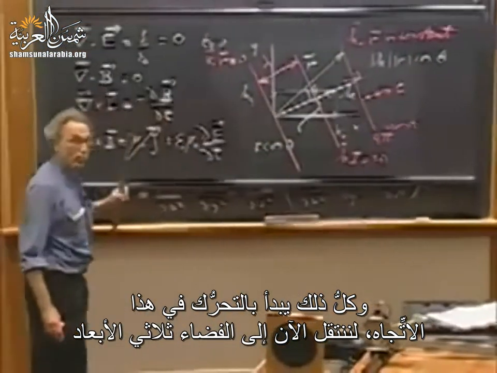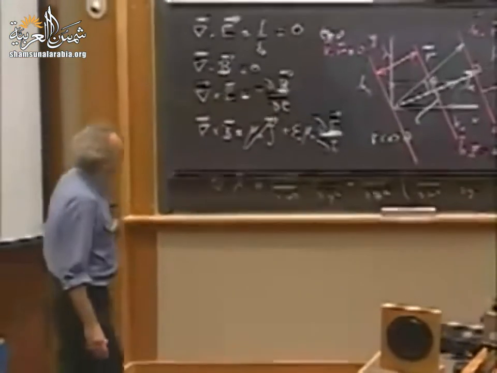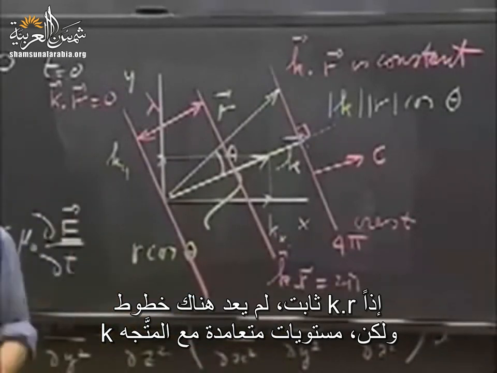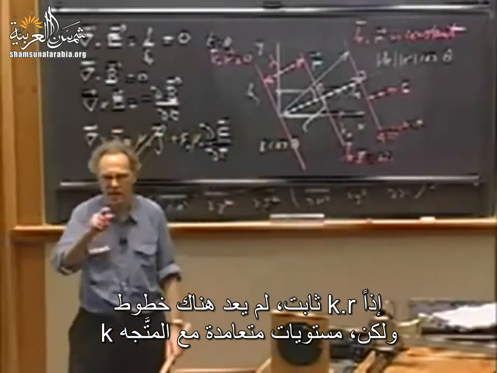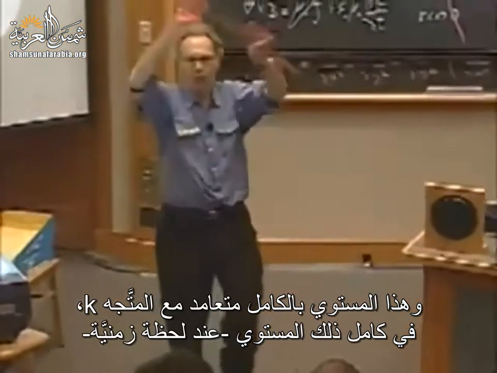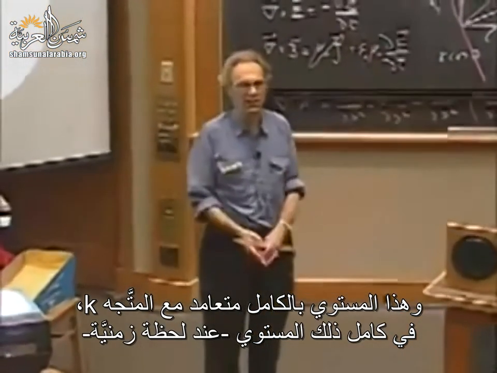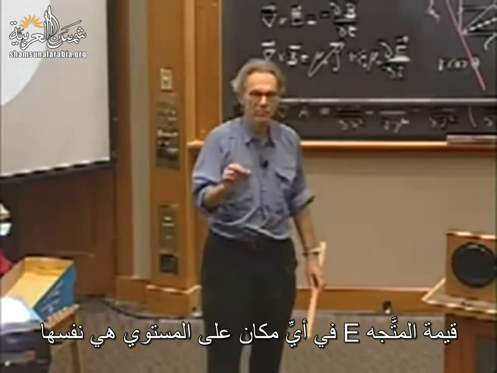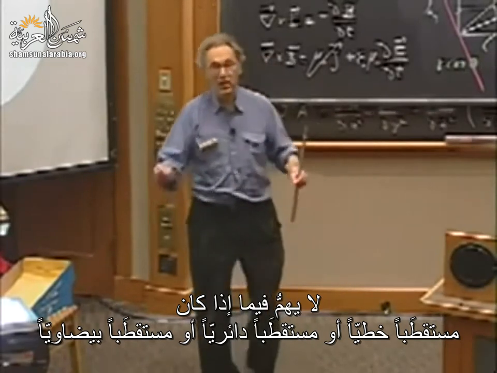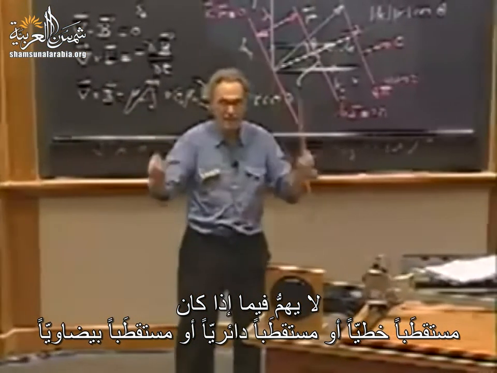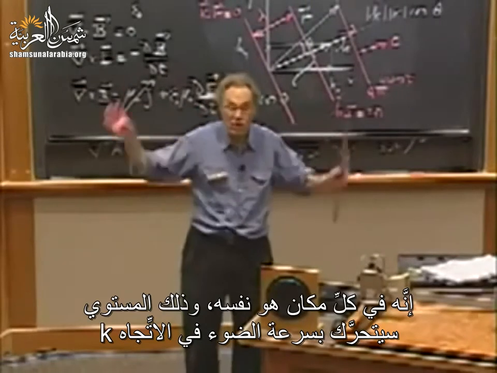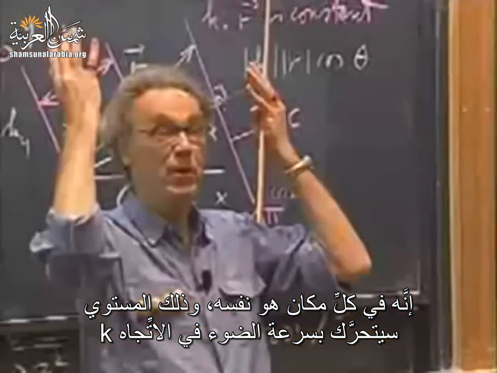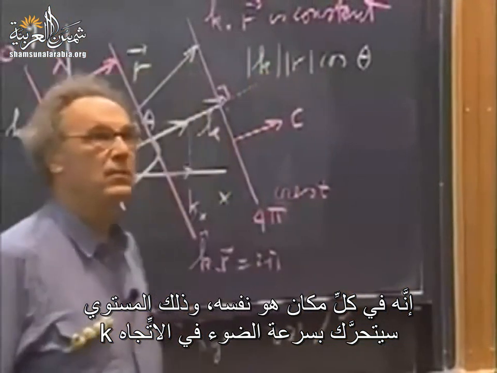If now you go to the third dimension, then the k dot r constants are no longer lines, but they are planes perpendicular to the vector k. And in that whole plane perpendicular to the vector k, at that moment in time, the E vector is everywhere the same, whether it is linearly polarized, circularly polarized, or elliptically polarized, is irrelevant. It's everywhere the same. And that whole plane then moves out with the speed of light in the direction of k.